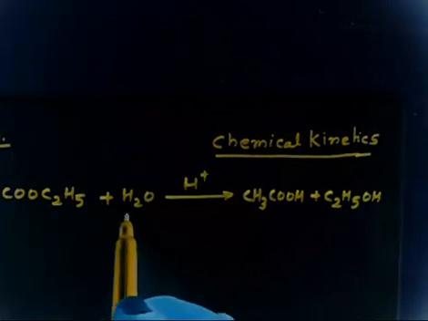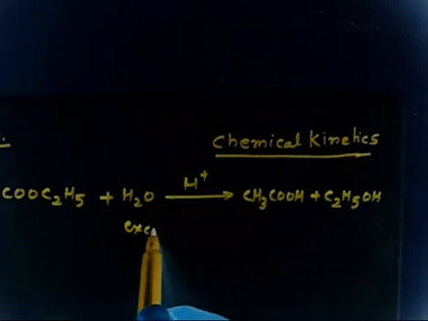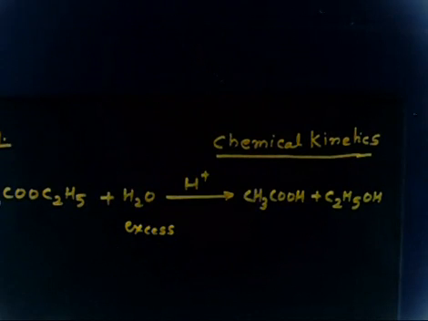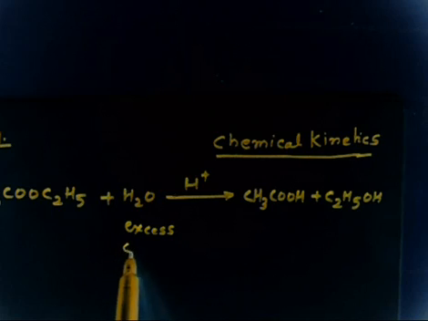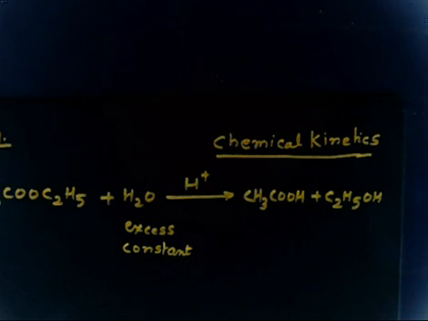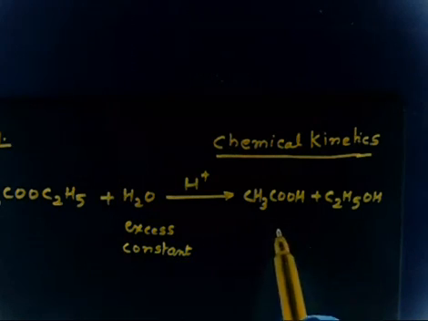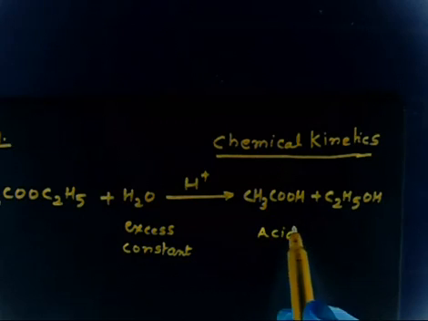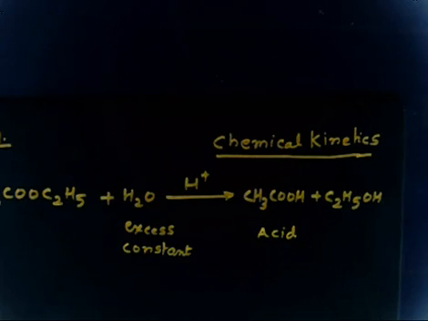In this situation, water is taken in excess. So there is excess water, let us say 50 moles, 1000 moles, and this remains constant. Excess and constant. Whatever the value of that excess is, it is constant. So the concentration of H2O remains constant. Now this is the acid. Everybody knows acetic acid. So this is the acid that is generated during the reaction.